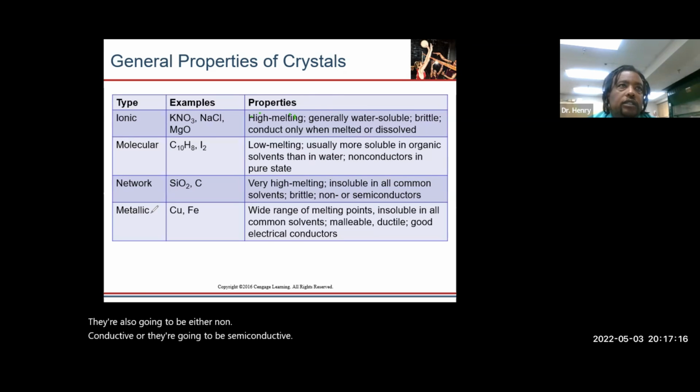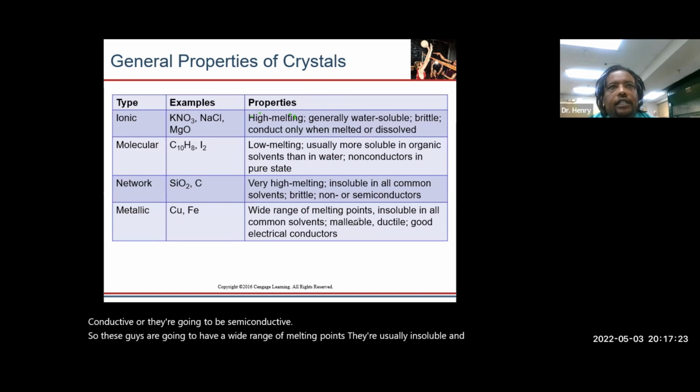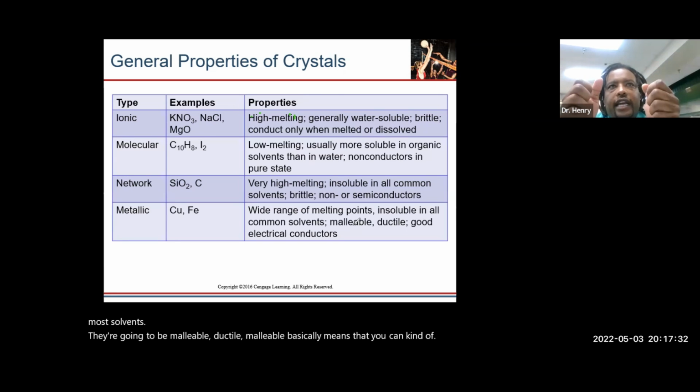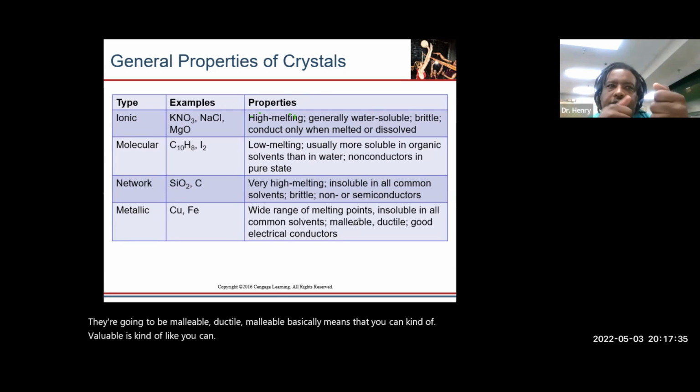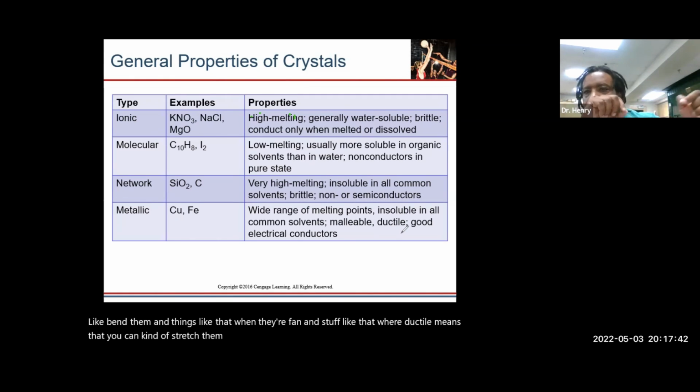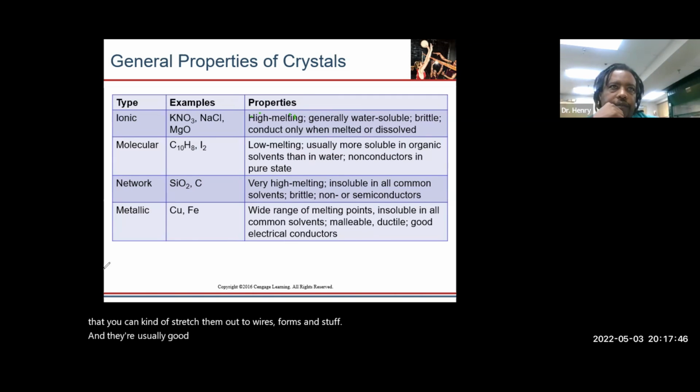Metallic crystals. These guys are going to have a wide range of melting points. They're usually insoluble in most solvents. They're going to be malleable and ductile. Malleable basically means that you can bend them, like when they're thin. Ductile means that you can stretch them out into wire-like forms. And they're usually good at conducting electricity.